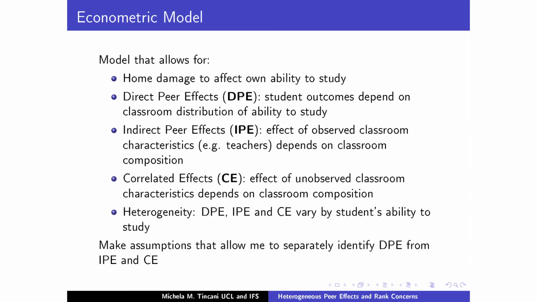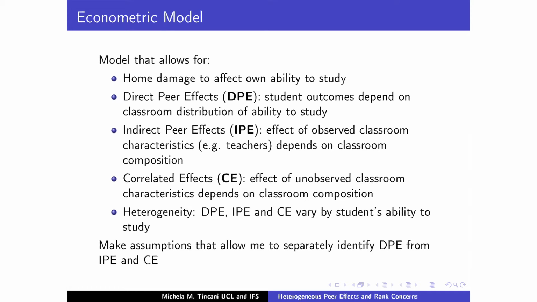And then correlated effect. Here I'm following Manski's terminology. So I let the model have this correlated effect. The idea here is that the effect of an observed classroom characteristic might depend on classroom composition. So when you look at classrooms with different classroom compositions, they kick in and they confound your direct peer effect estimates.